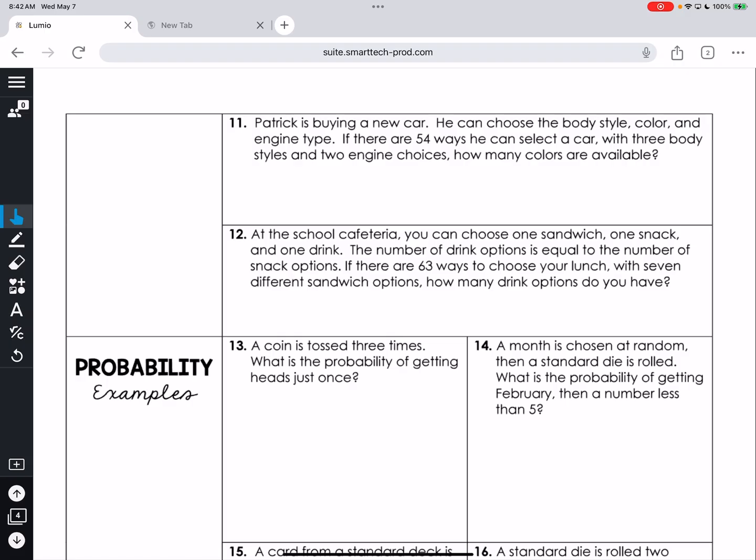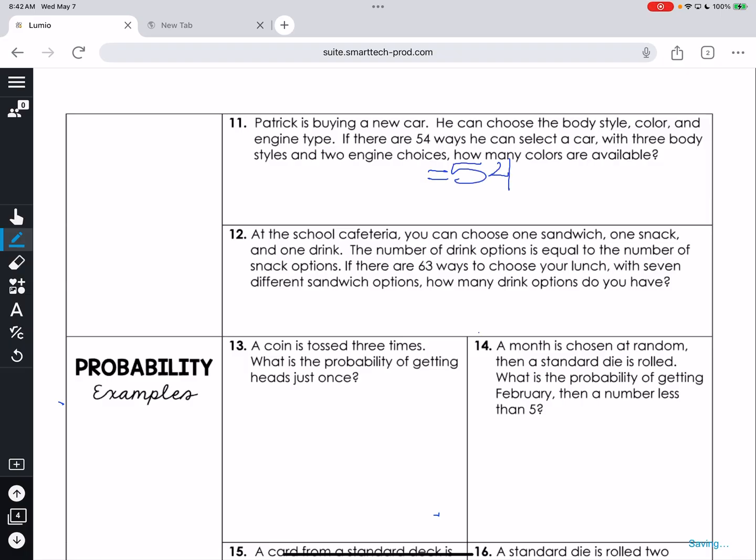So who can give me some information? We need to write an equation. What's the equation going to equal? 54. Because that's the total number of options he has. Equals 54.